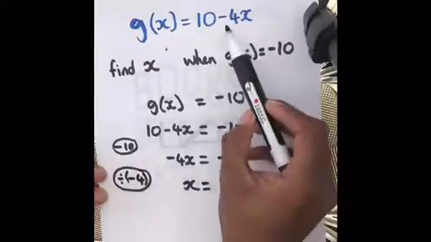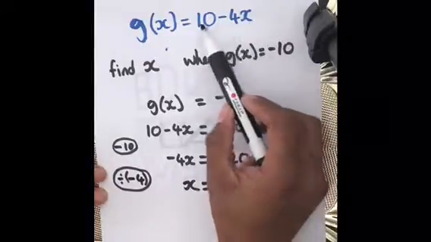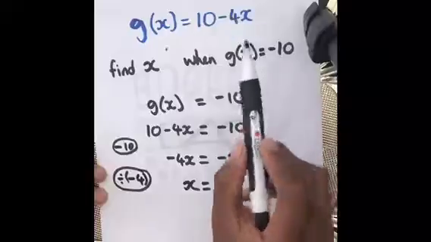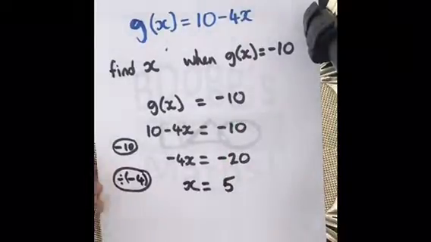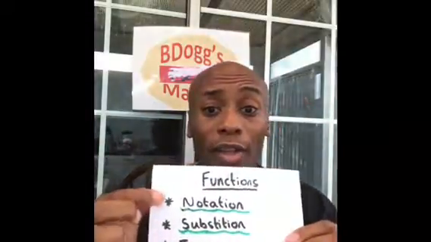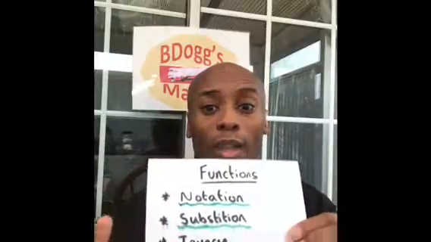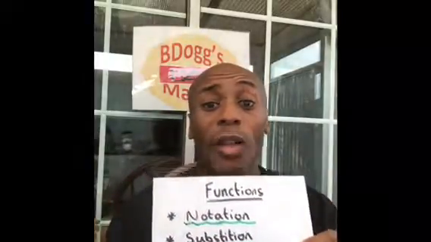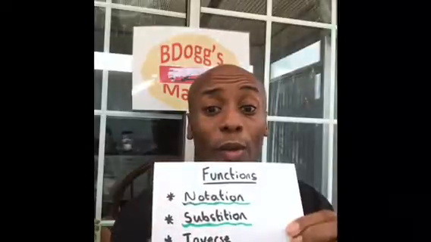Let's check it out. 4 times 5 is 20. 10 take away 20 is minus 10. Yeah, it worked. Whoop, whoop. Happy days. Okay then, so that's the end of part 1. So you've looked at notation and substitution, but now I need to work on inverse and composite, so part 2 will be about those two.